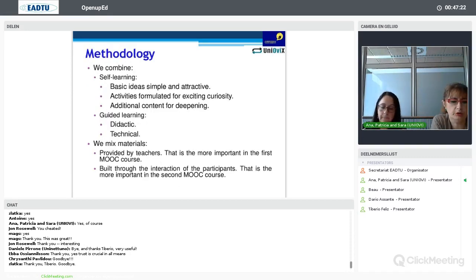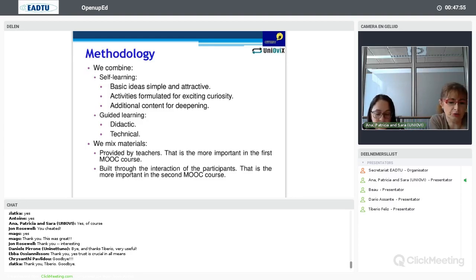The methodology of MOOC courses is, by definition, self-learning. With this objective, we try to make the materials offered in each lesson facilitate, as best as possible, the student's independent progress through self-study. We have tried to present basic ideas in a simple and attractive way. In this way, students will easily understand the fundamental questions. Through the proposed activities, we try to stimulate their curiosity and access to the additional contents.